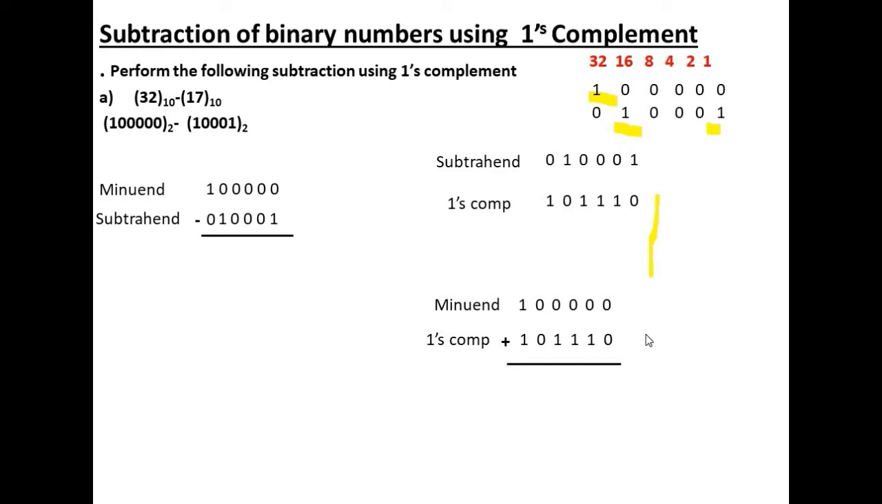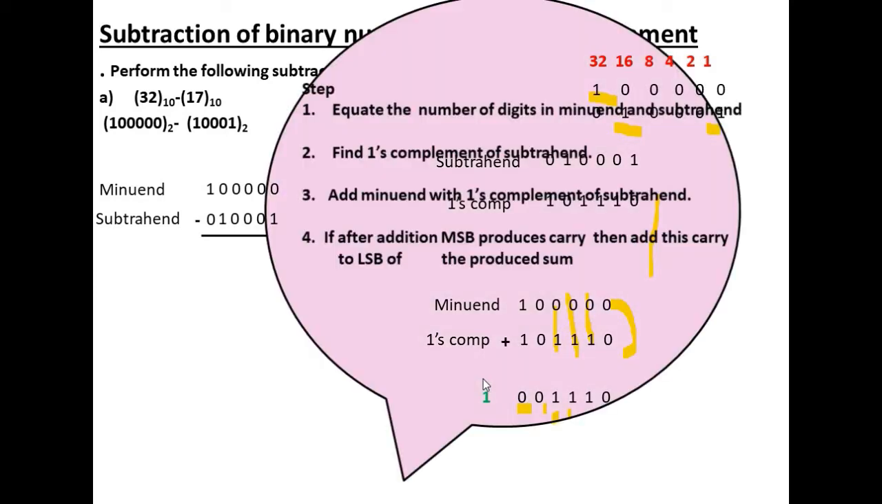Now we add the ones complement to the minuend. 0 plus 0 is 0, 0 plus 0 is 0, 0 plus 1 is 1, 0 plus 1 is 1, 0 plus 0 is 0, and 1 plus 1 at the MSB: the sum is 0 and the carry is 1. Again we have found this carry as 1.